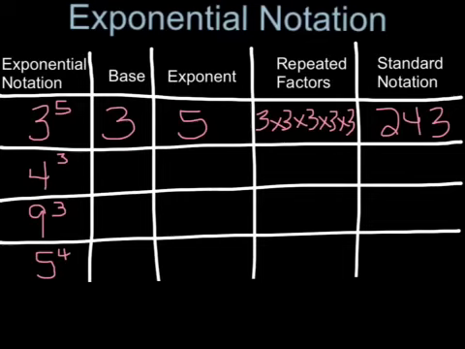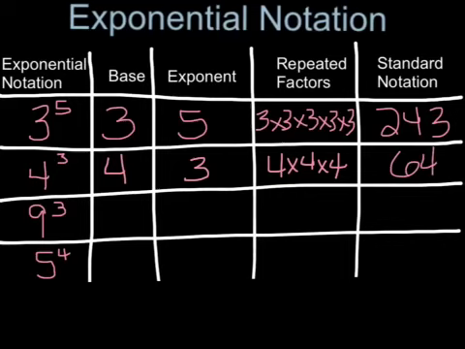Our next exponential notation is 4 to the power of 3. Our base is 4 and our exponent is 3. Repeated factors are 4 times 4 times 4. Our standard notation is going to be 64 because 4 times 4 times 4 is 64.